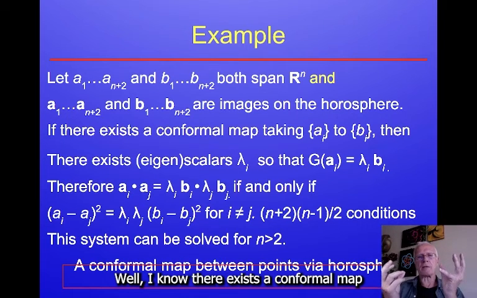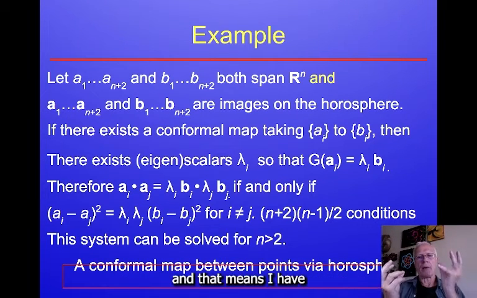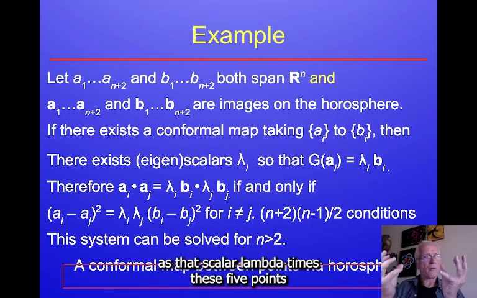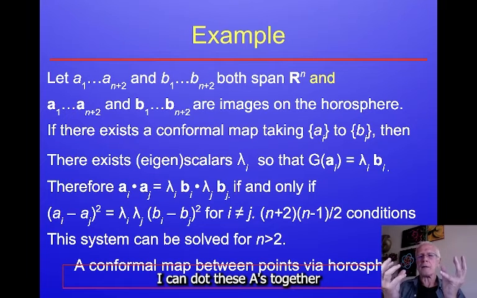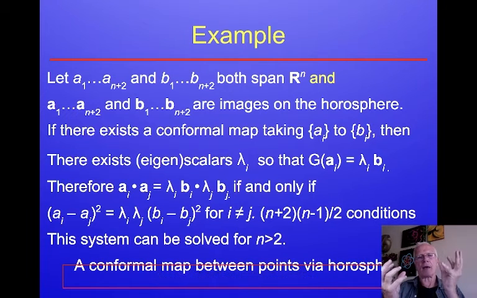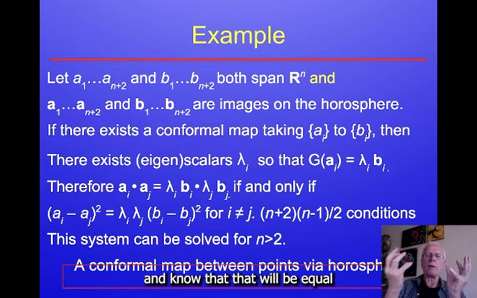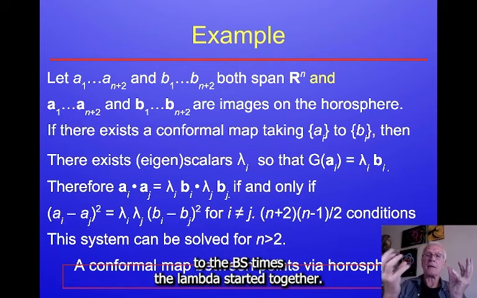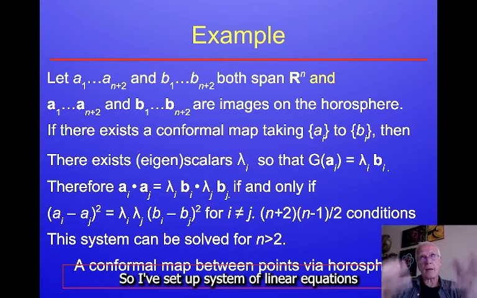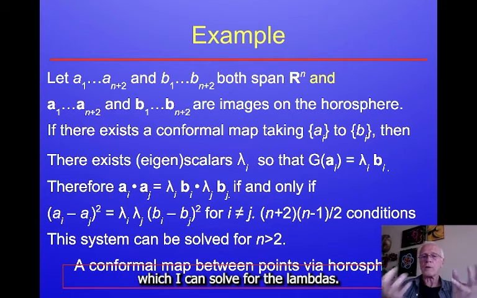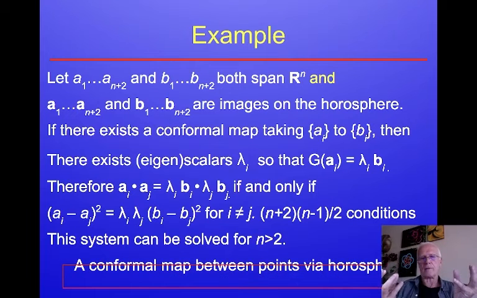Well, I know there exists a conformal map, and that means I have a scalar, lambda, such that that conformal map of these 5 points at those points can be written as that scalar lambda times these 5 points. I can dot these A's together and know that that will be equal to the B's times the lambdas dotted together. So I've set up a system of linear equations, which I can solve for the lambdas.